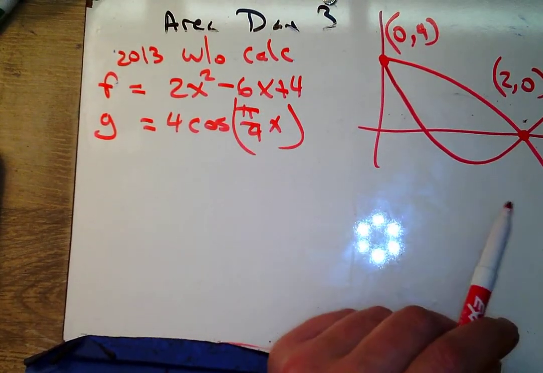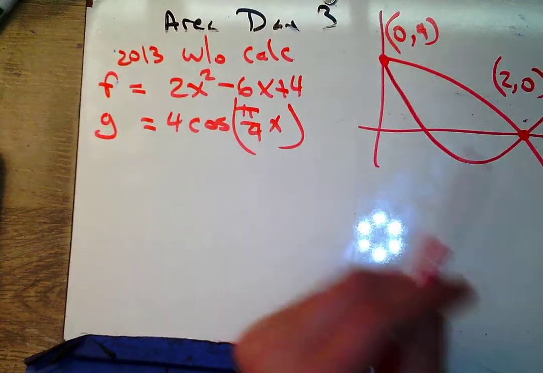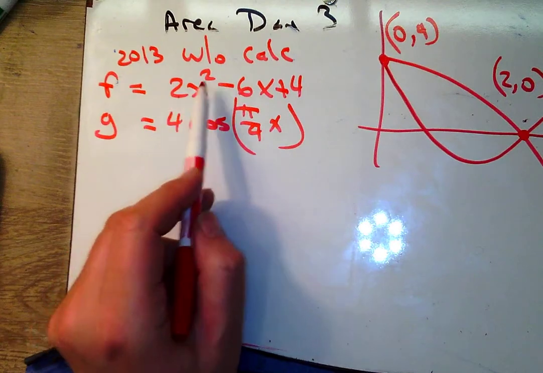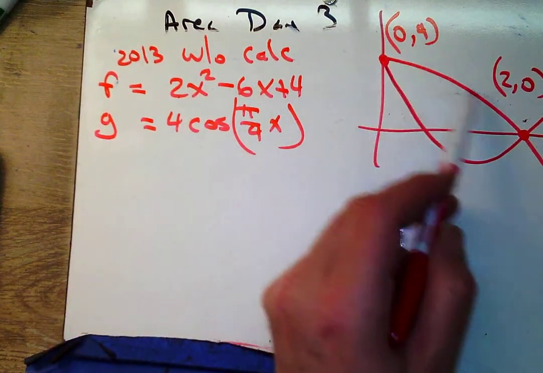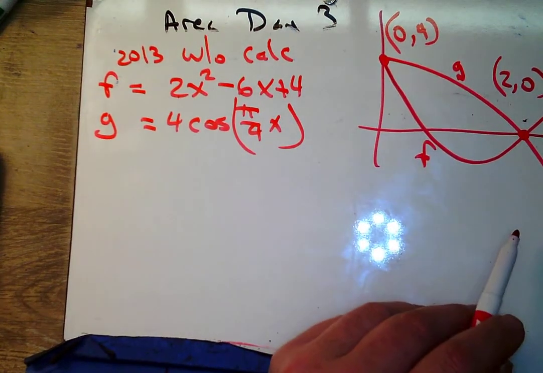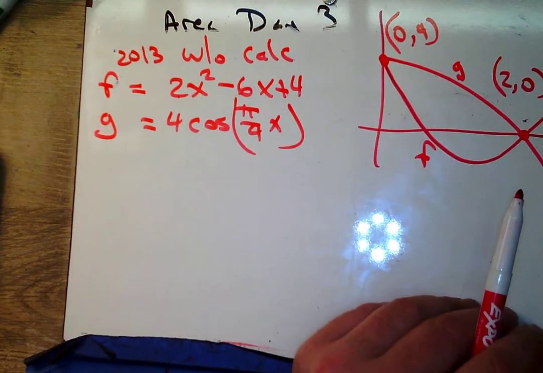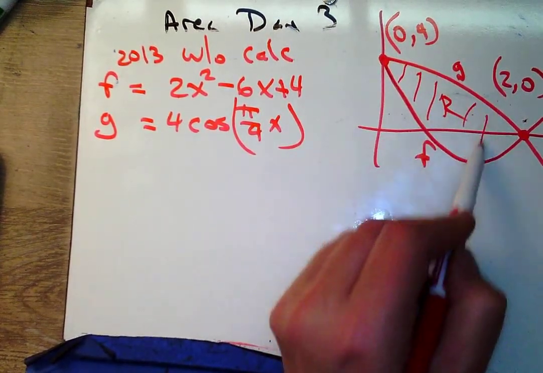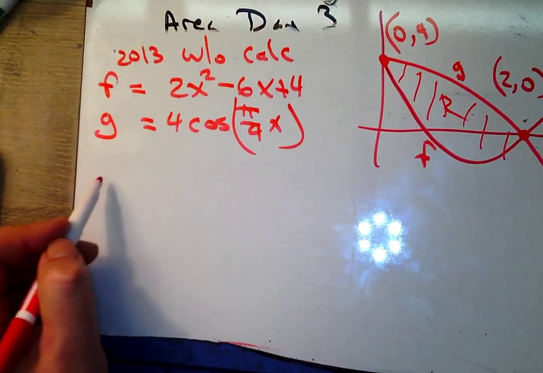Now, curiously, I'm not quite sure which is which, but wait a second. This is a positive x squared. That can't be this. So this has to be g, and this has to be f. Okay, and what did they ask us to do? Find the area of R. They want us to find the area of this region. Well, that's easy enough to do.